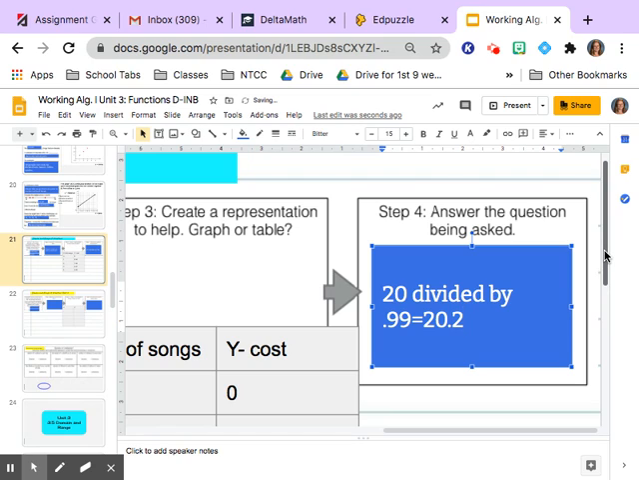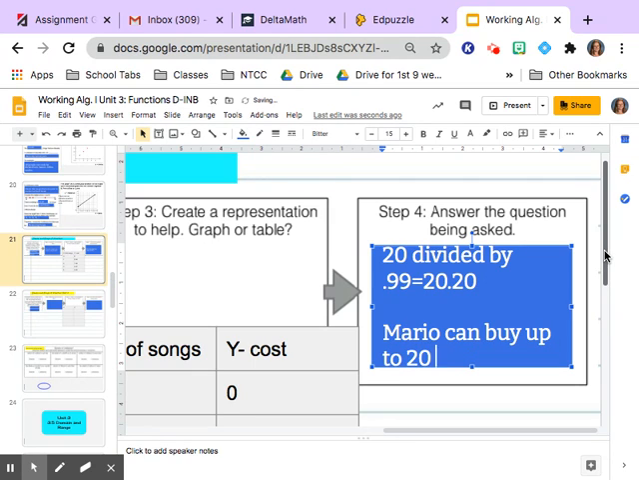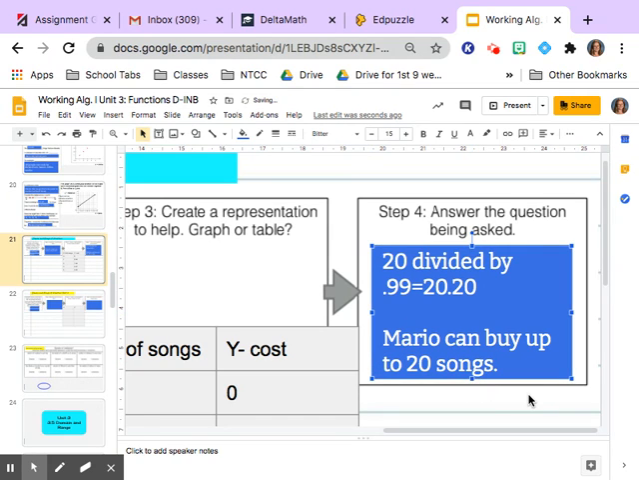$20.20. Repeating. Okay, so how many songs can we actually get though? 20. Okay. He can buy up to 20 songs. So that's the domain. He can buy up to 20 songs.